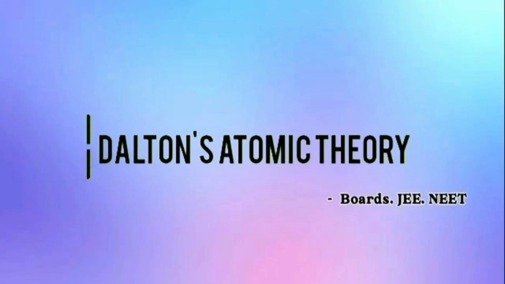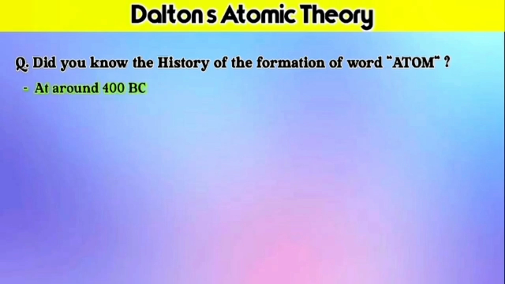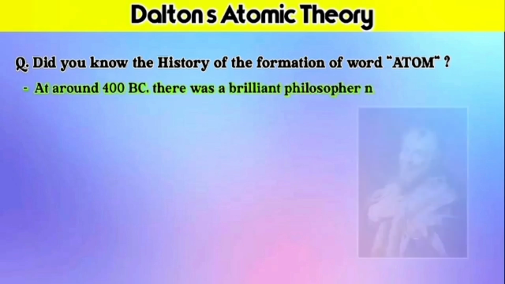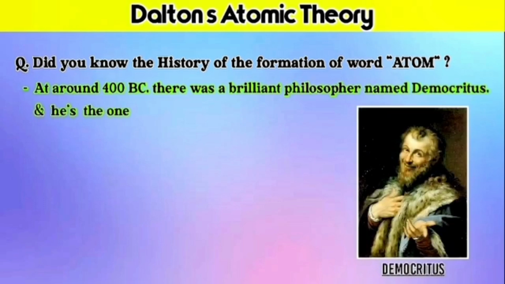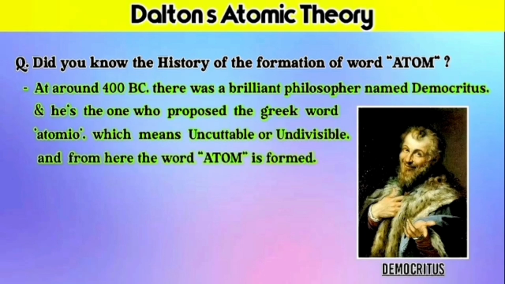So before going to the theory, did you know the history of the formation of the word atom? For knowing this, we have to go to ancient Greece of 400 BC. At that time, there was a brilliant philosopher named Democritus, and he is the one who proposed the Greek word atomio, which means uncuttable or indivisible. And from here, the word atom is formed.